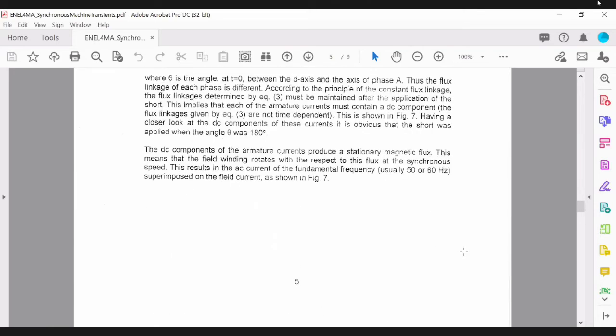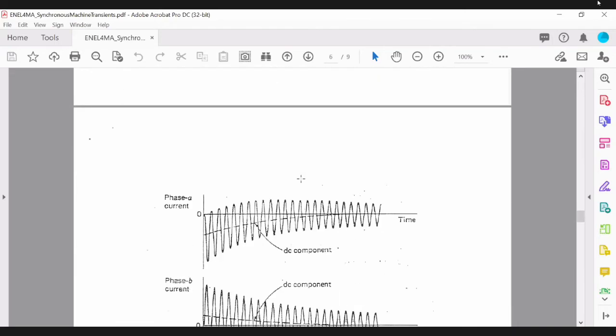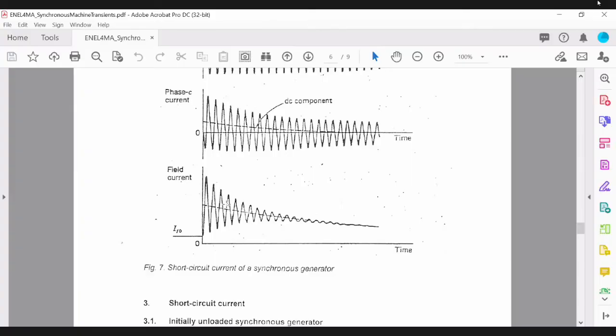Okay, so the DC components of the armature current produce a stationary magnetic flux, and this means that the field winding rotates with respect to the flux at the synchronous speed. So this results in the AC current of the fundamental frequency, usually 50 hertz for South Africa, superimposed on the field current as shown in figure 7. So that's the one we're showing here for the field circuit.